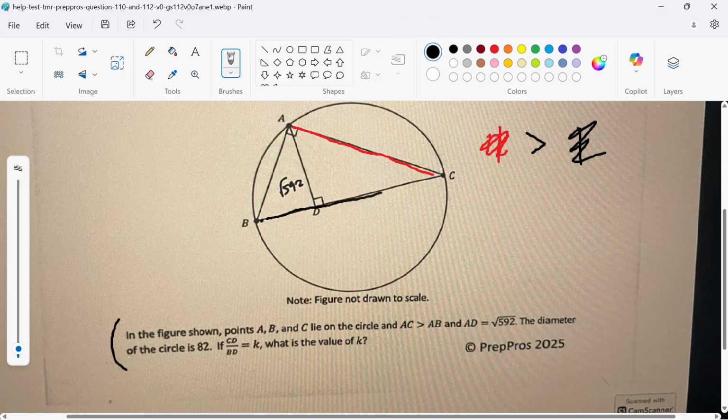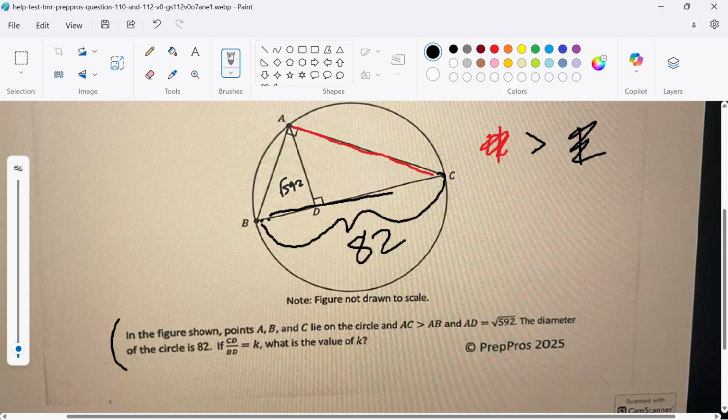Well, this line looks like maybe it's a diameter, and in fact, angle BAC is 90 degrees. Its endpoints, and it's inscribed because A is on the circle, so it's inscribed. That means its endpoints cut out an arc that's double, so 180 degrees. This is 180 degrees, which by definition makes this a diameter. BC is a diameter, and it says the diameter is 82. This whole thing is 82.